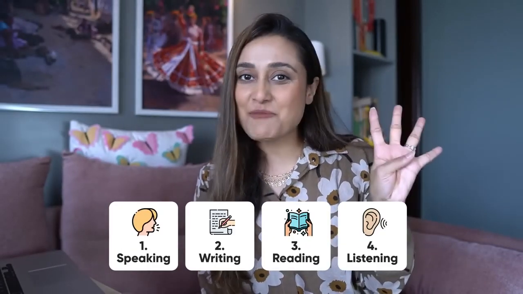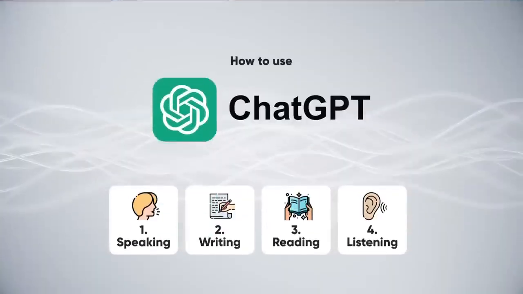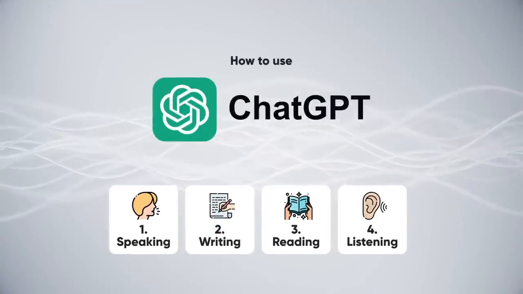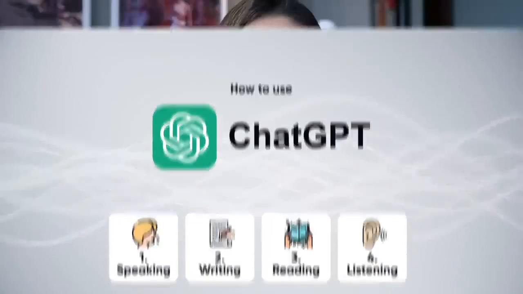Everyone, today I'm going to be talking about 4 very important aspects of English learning: speaking, writing, reading, listening. I'm going to be telling you how to use ChatGPT for all of these 4 and perfect your English language.